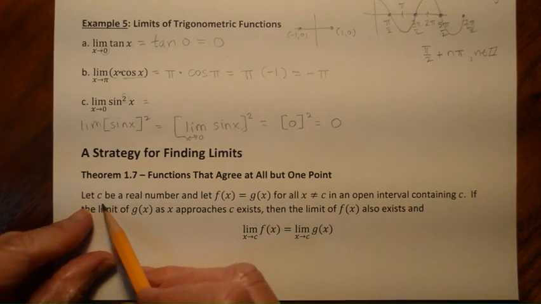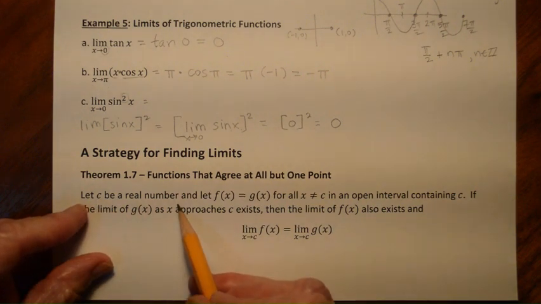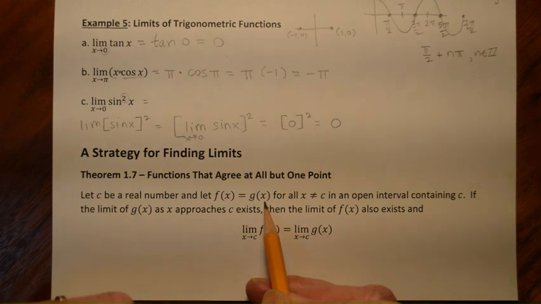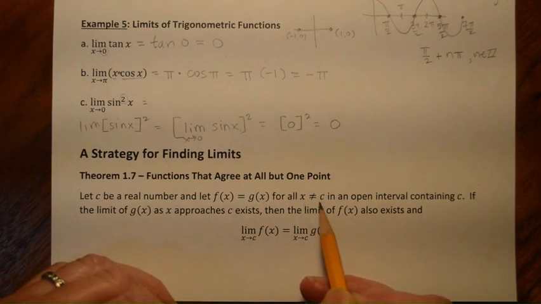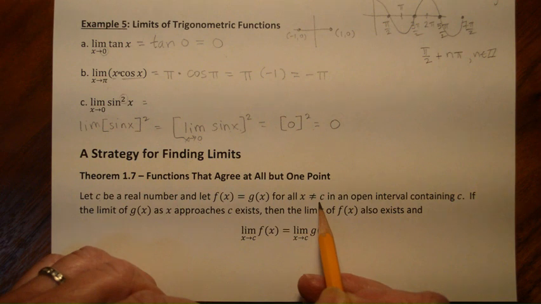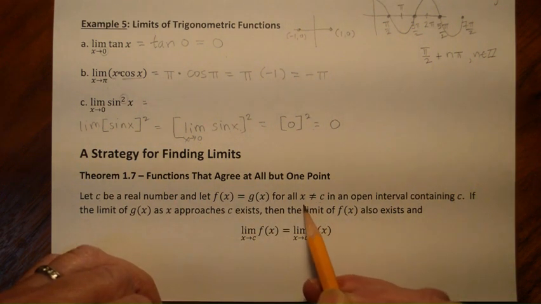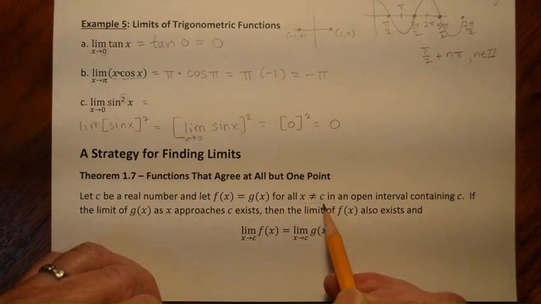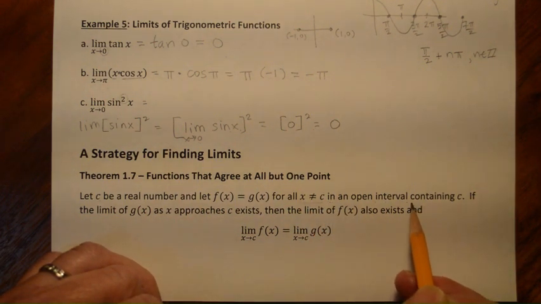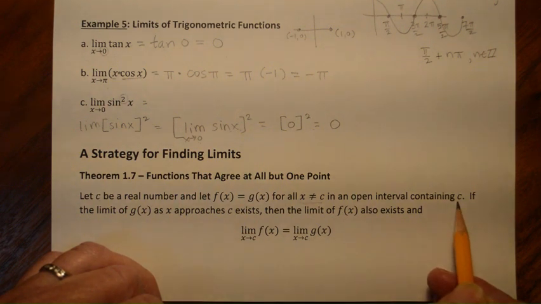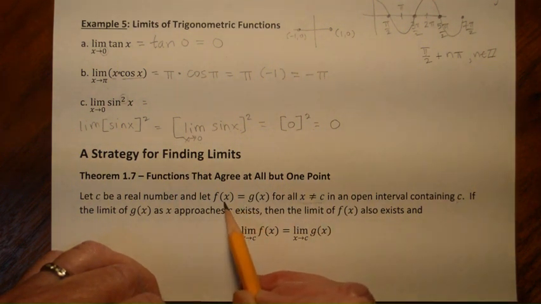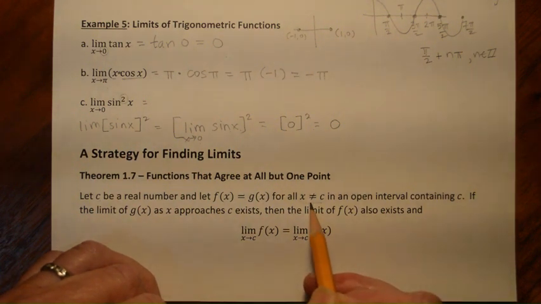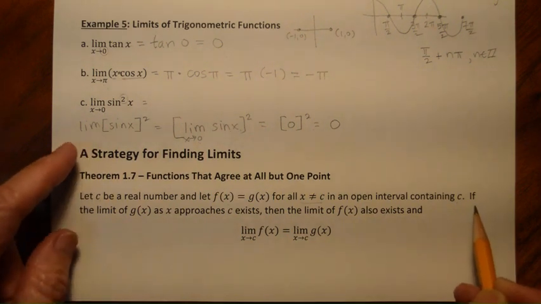So let C, again, this is our X value, let C be a real number, and let f of x and g of x be two functions that are equal for all X values except at C. All right, so these two functions agree everywhere except at this point in question, and in an open interval surrounding C. So it's got to match everywhere in an open interval containing C, but not necessarily at C. And we'll draw a picture of this in just a second.